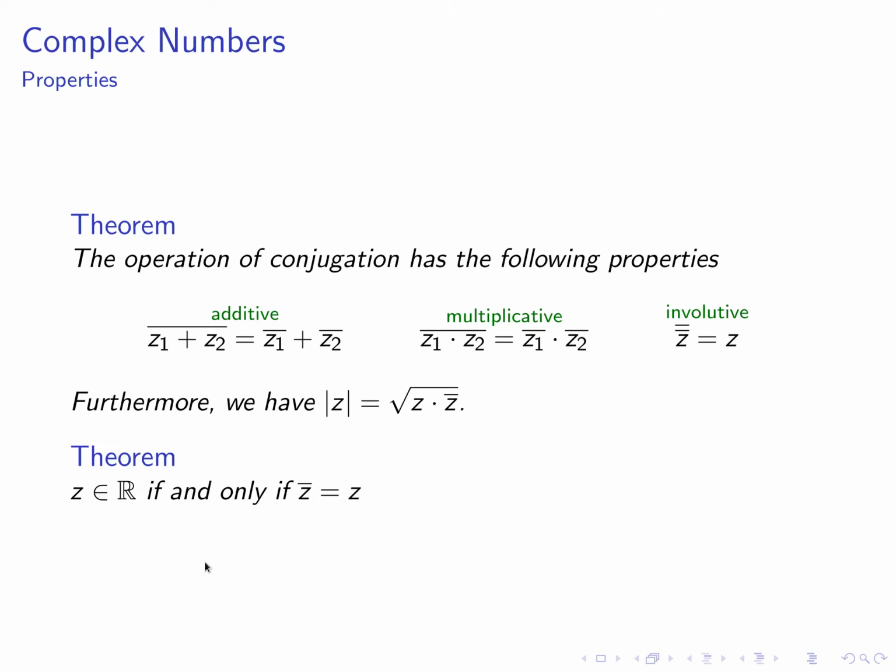And if we think about how conjugation works, the way conjugation works is we negate the imaginary part of the complex number. And this ultimately gives us an algebraic way to test whether or not a given complex number is actually a real number. To say that a number z is a real number is the exact same thing as saying that its conjugate is equal to itself. Because if we negate the imaginary part of a number and end up not changing the number, that means that the imaginary part was 0, which means that the number itself was a real number.